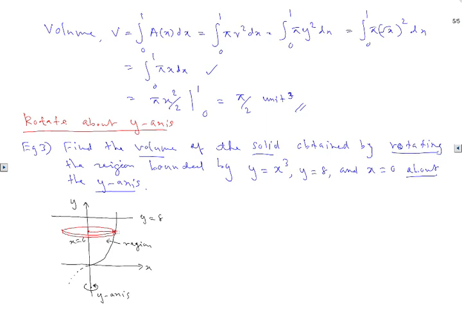You can see this radius is now the x coordinate. It's not the y coordinate anymore. Radius equals the x coordinate. And then your solid looks like this. That's your top, and it goes like that. That's your typical disc. So you need to find the area of this disc. That's the axis of rotation.